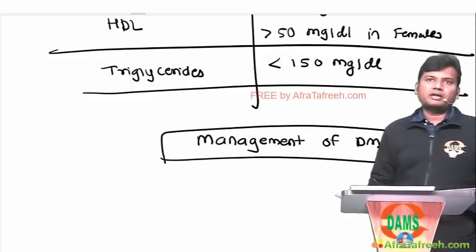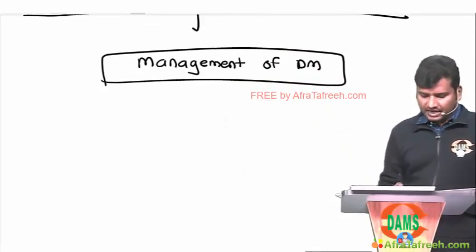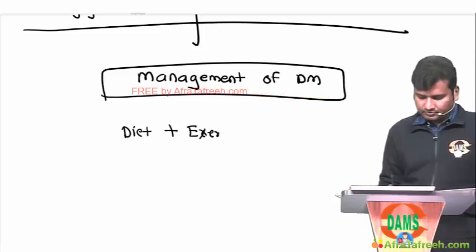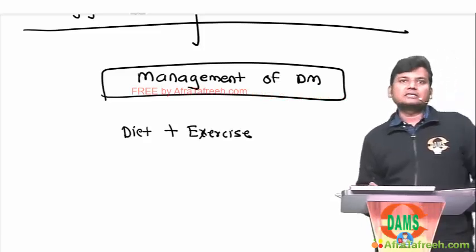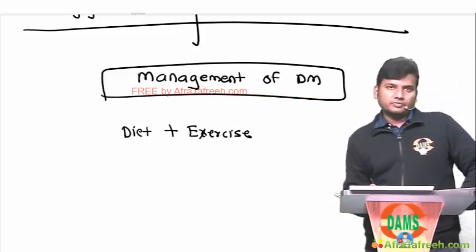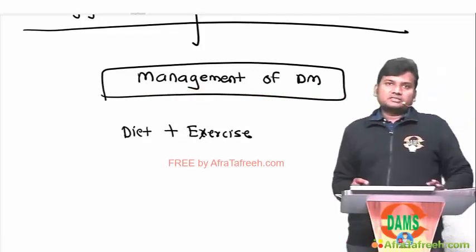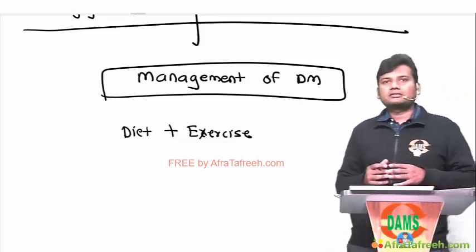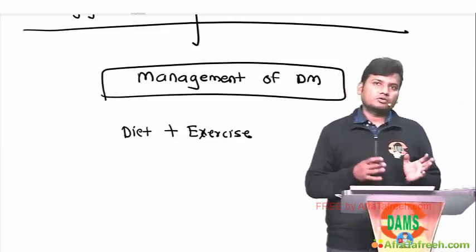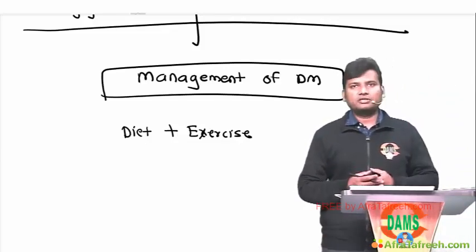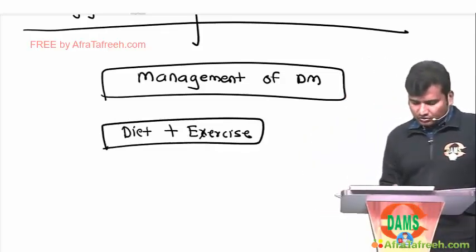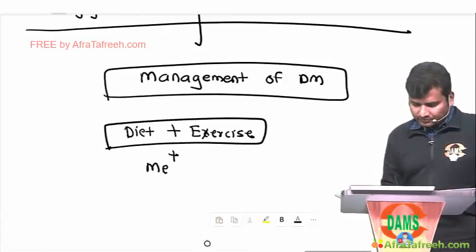In treatment of diabetes, our first step is always diet and exercise. Exercise increases insulin sensitivity. Okay, we will tell the patient to do regular exercise daily for 15 to 20 minutes. Then we will tell him what to eat, what not to eat. The complete diet chart we will give to our patient. And if still sugar is not controlled, then we have to add drug, which is metformin.